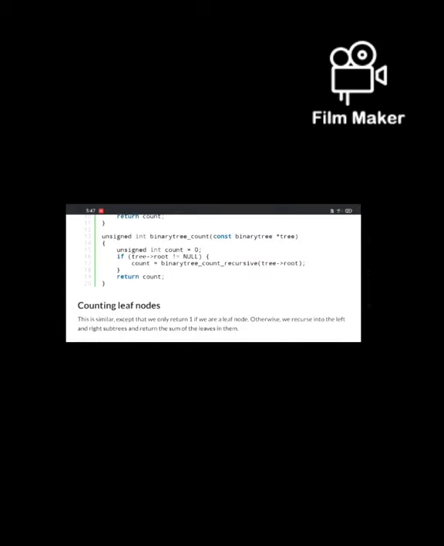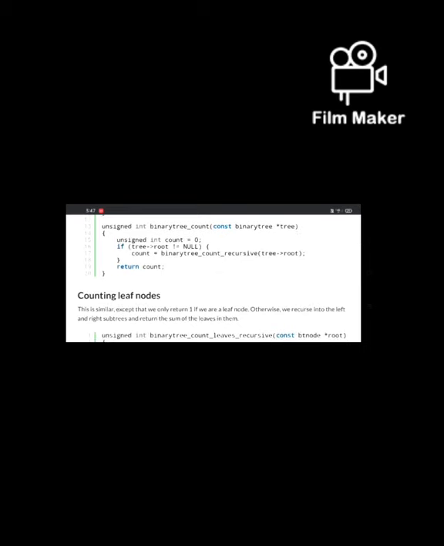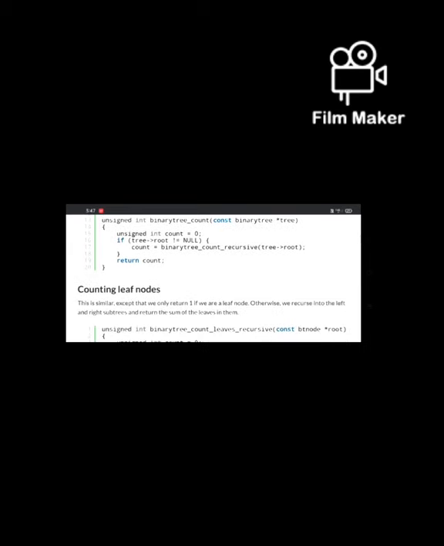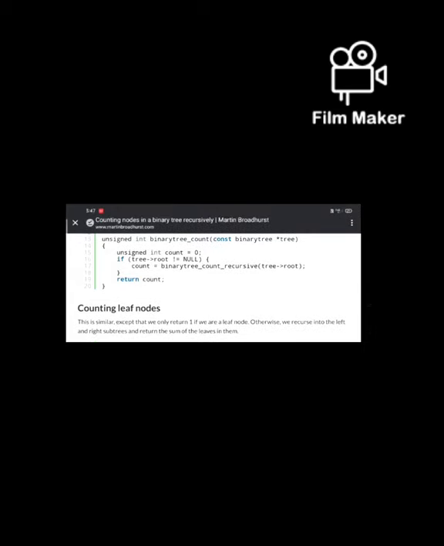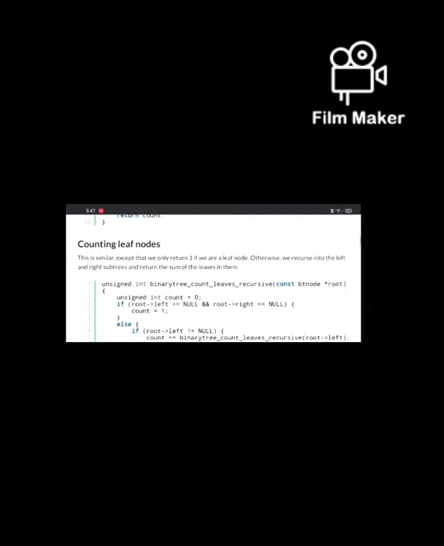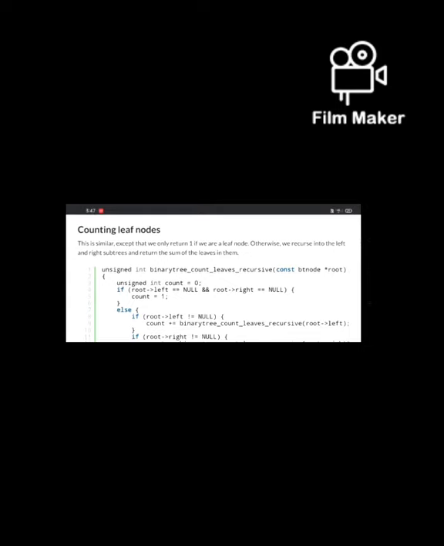So then finally, unsigned int count equal to 0. If tree root is not equal to null, then count binary tree recursively. Then finally the total number of nodes are counted. Then another one is counting leaf nodes.